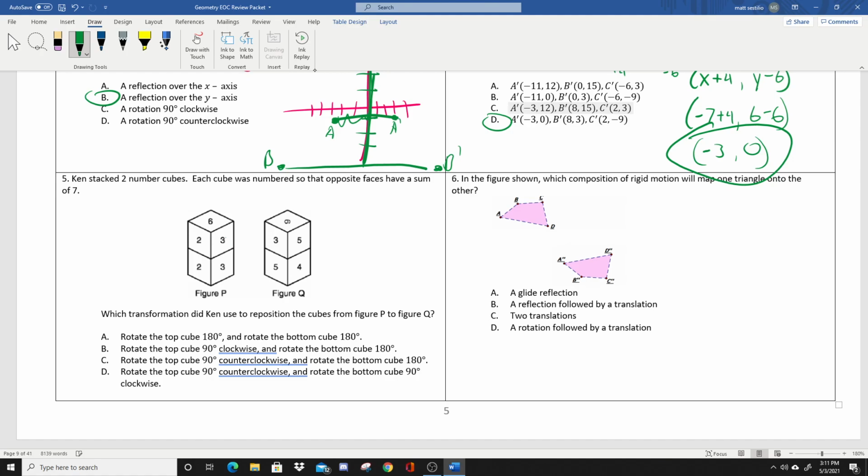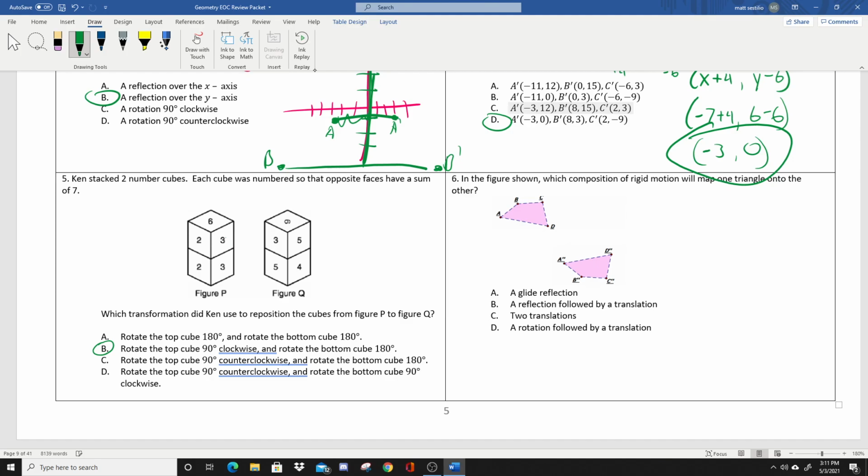Okay, so reading the choices, it looks like it's rotate top cube, rotate bottom cube. That's all of them. What's a giveaway for the top one is you see the 6. Now the 6 looks like this, so it looks like they went 90 degrees clockwise. So top cube, it looks like that has to be your answer. But let's see what else we can do to prove this.